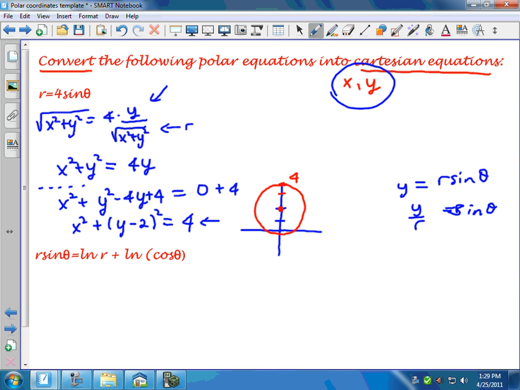Okay, this one looks really weird. The next example. Can we convert that into x's and y's, aka Cartesian coordinates? Can we convert that one? What do we know about r sine theta? That's y. Okay, the right-hand side, can you combine them somehow? As a single logarithm, what is this?